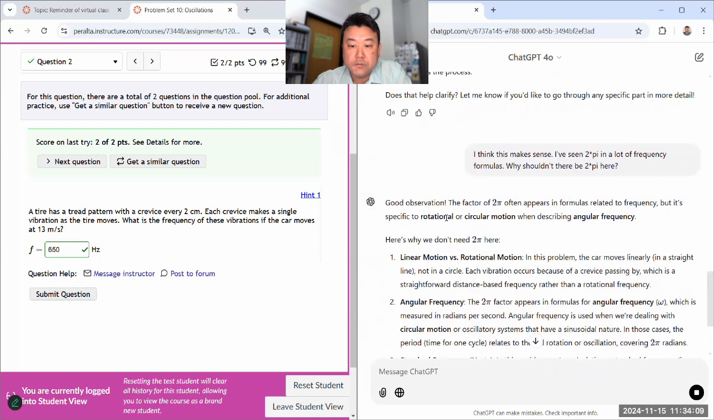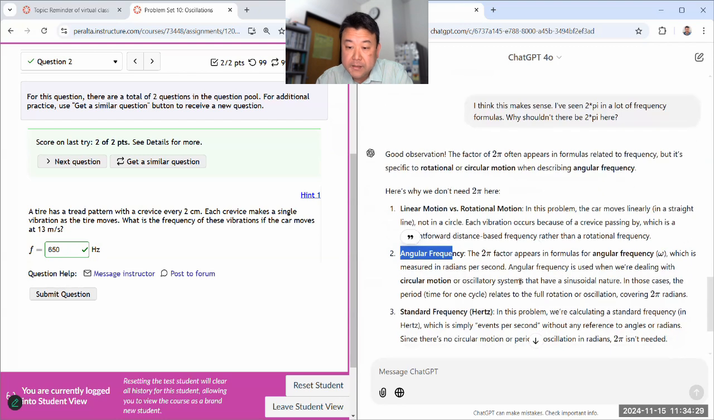But it's specific to rotational or circular motion. I guess it could come in the context, although not exclusive to that. If you have a formula for angular frequency and you're converting that to frequency, then there will be 2 pi coming in there. Oh yeah, angular frequency.